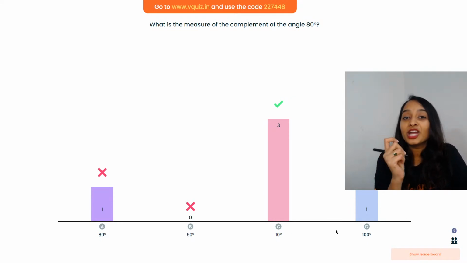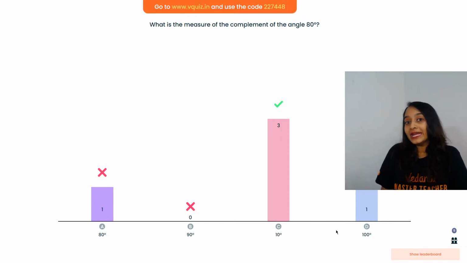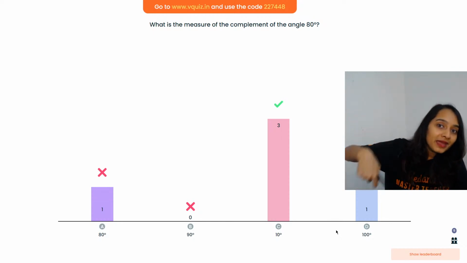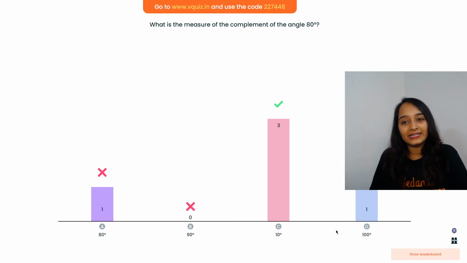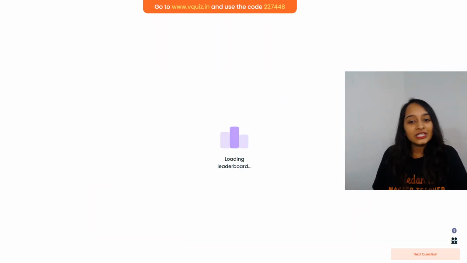Guys, what do you mean by a complement? Complement means they should add up to 90 degrees. Supplement is they should add up to 180 degrees. So 80 plus 10 is 90. So they are complement to each other.